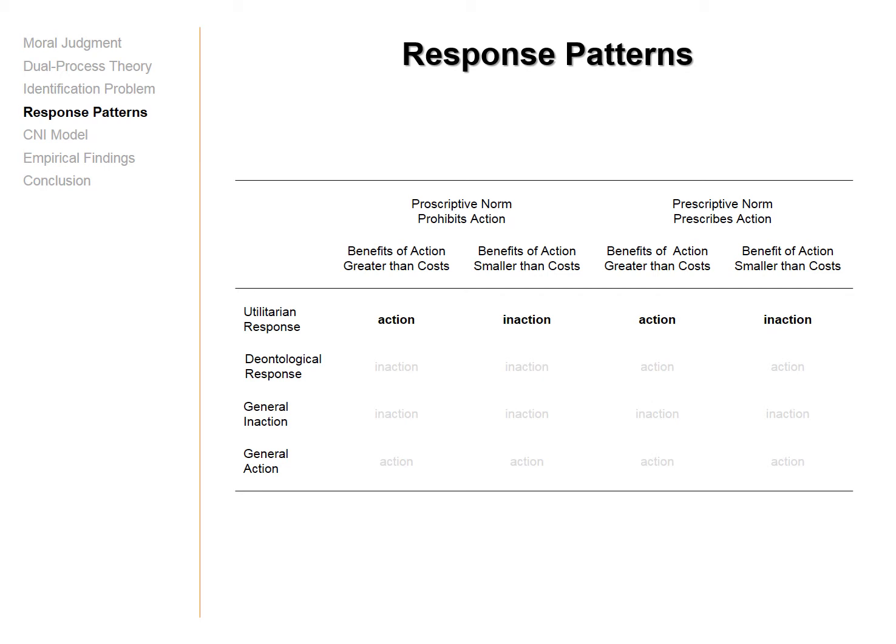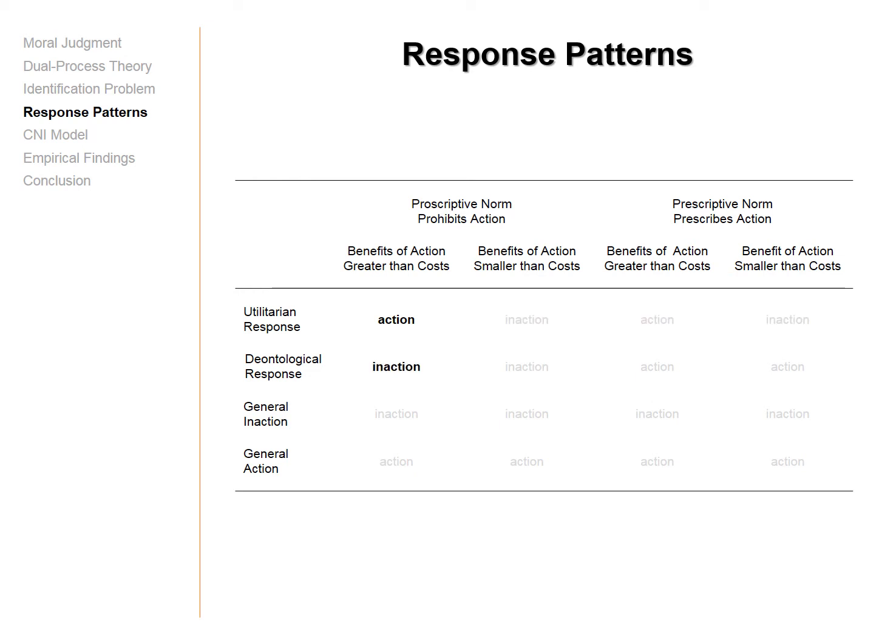My argument is that action on this type of dilemma is necessary but insufficient to categorize a judgment as utilitarian. To qualify as utilitarian, the response pattern across the four types of dilemmas should include an action response in cases where the benefits of action are greater than the costs, and inaction in cases where the benefits of action are smaller than the costs.